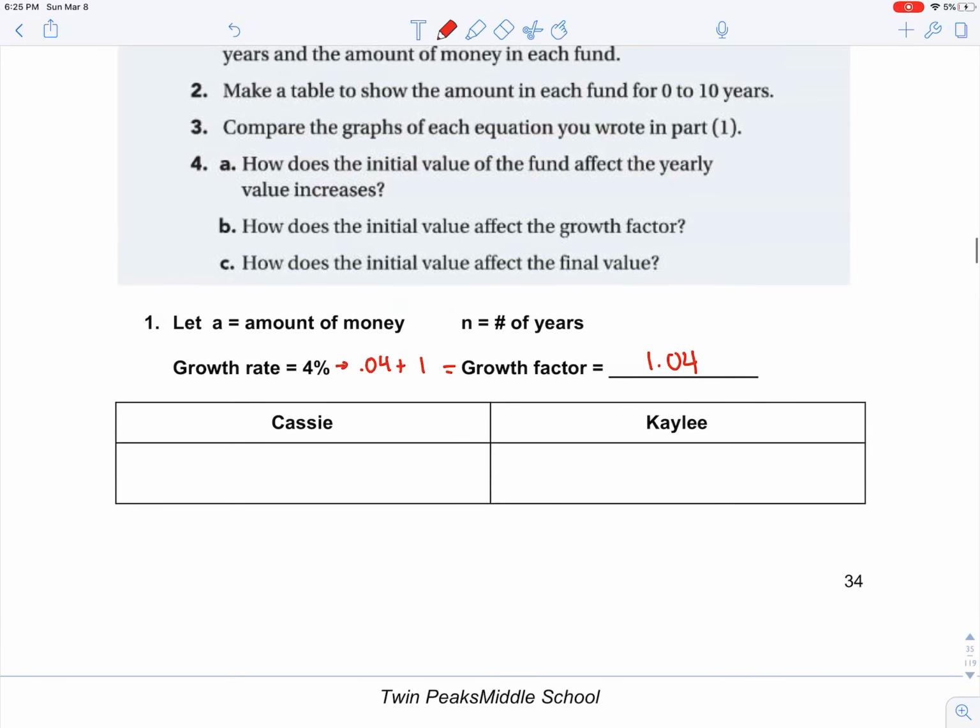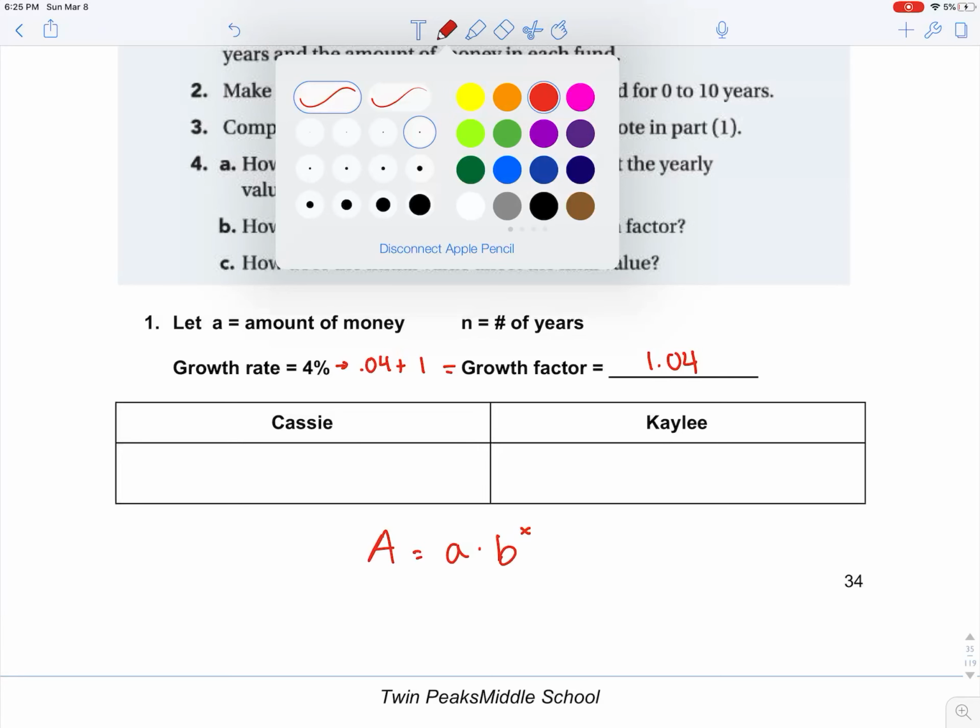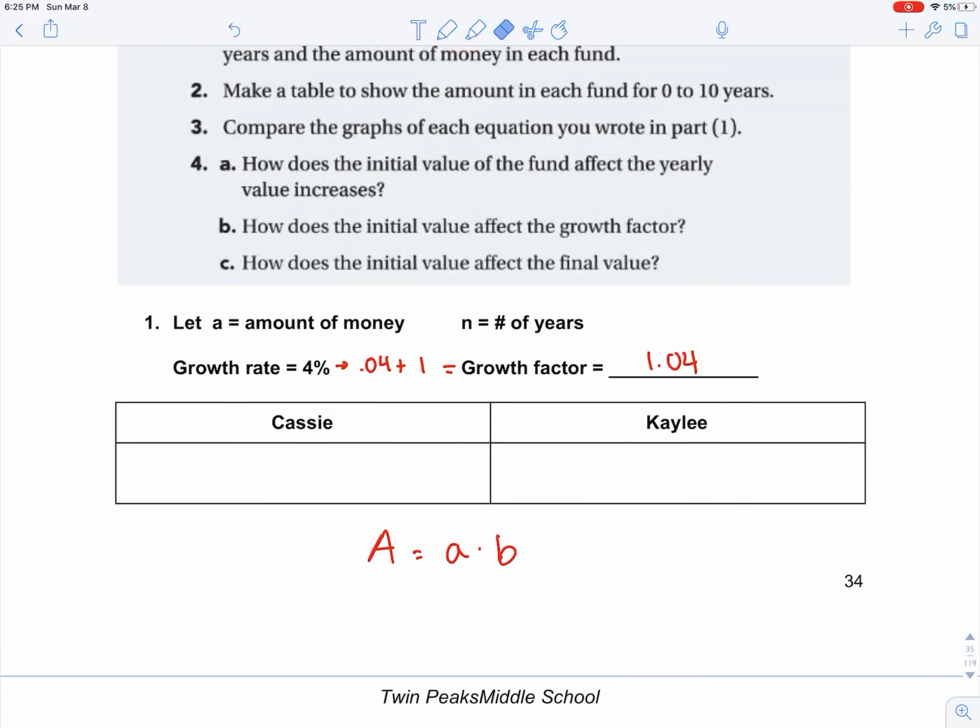So for both of these, we're going to use our exponential function, A times B to the x power. In this case, y is going to be capital A, and x is going to be n. And lowercase a represents our initial value, and B represents our growth factor.